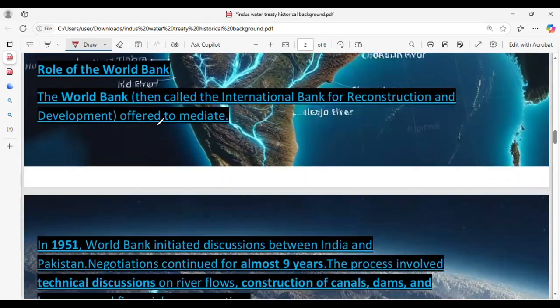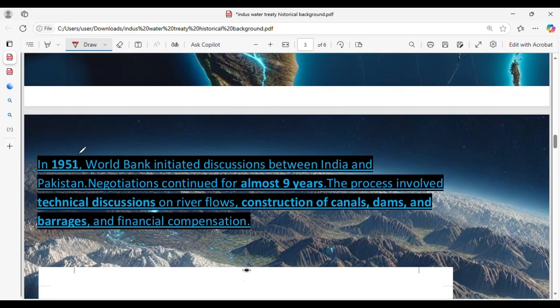Role of the World Bank. The World Bank, then called the International Bank for Reconstruction and Development, as the name itself tells everything, offered to mediate. In 1951, the World Bank initiated a discussion between India and Pakistan. Negotiations continued for almost 9 years. It was not a one-day treaty. The negotiations lasted almost 9 years, which is a very long time.